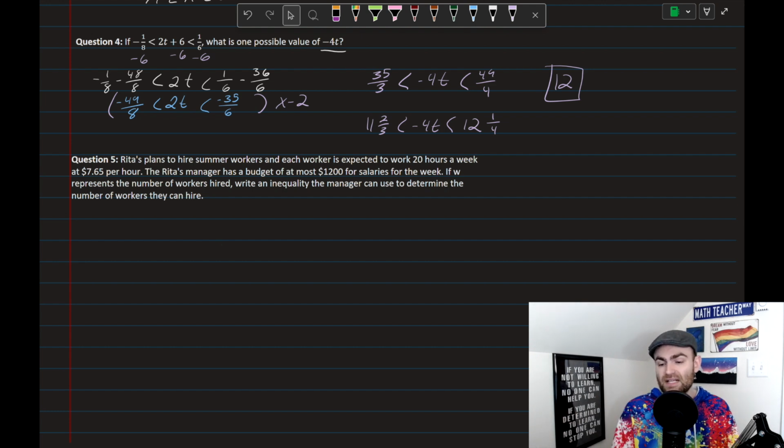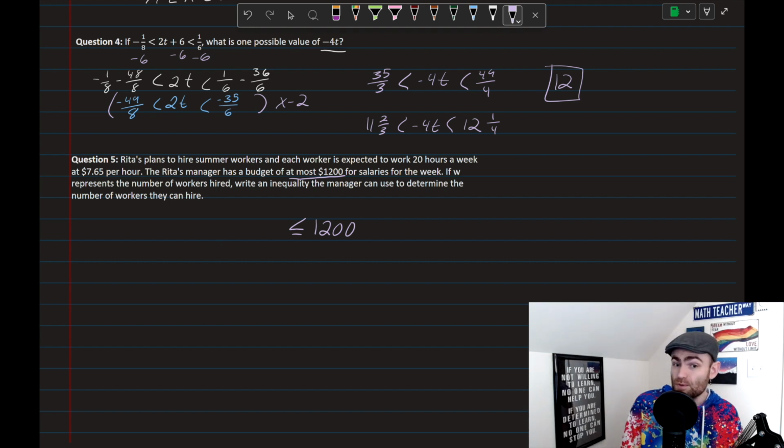So first and foremost, I see this at most 1,200. So that means that 1,200 is the absolute greatest number we can have. So we're going to put that on the right-hand side, and then at most, we're going to put this less than or equal to.